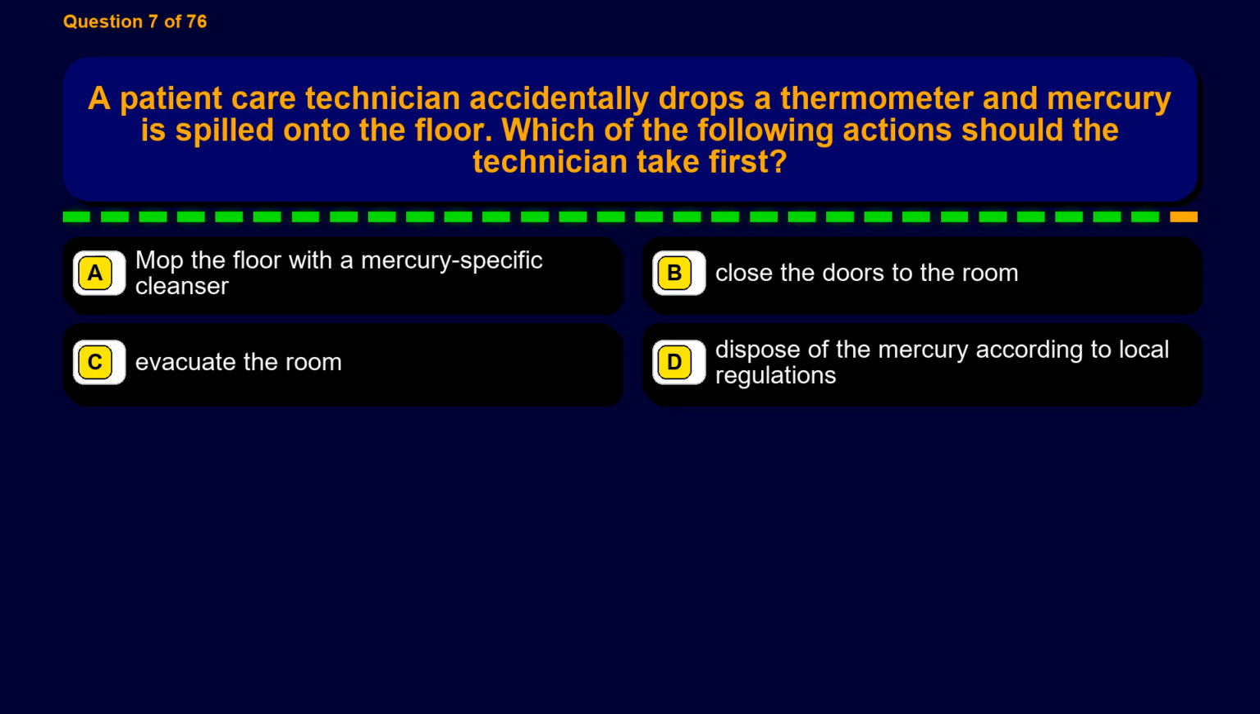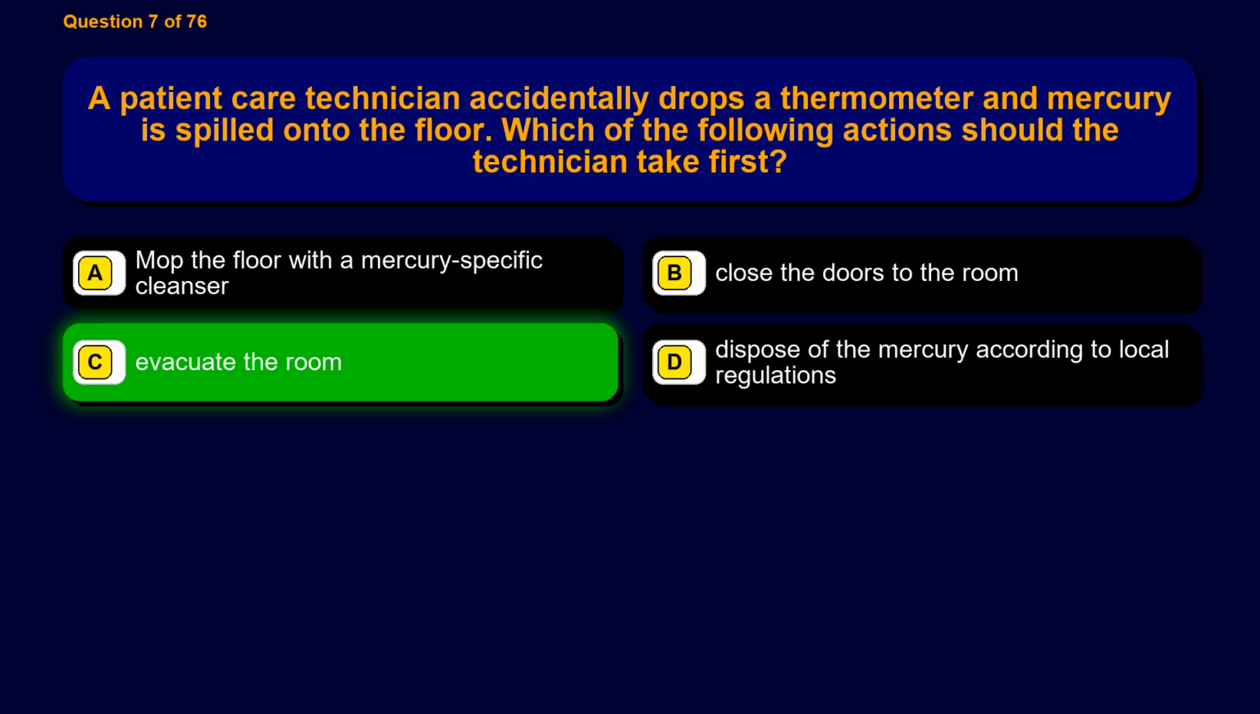Question 7. A patient care technician accidentally drops a thermometer and mercury is spilled onto the floor. Which of the following actions should the technician take first? Option A. Mop the floor with a mercury-specific cleanser. Option B. Close the doors to the room. Option C. Evacuate the room. Option D. Dispose of the mercury according to local regulations.